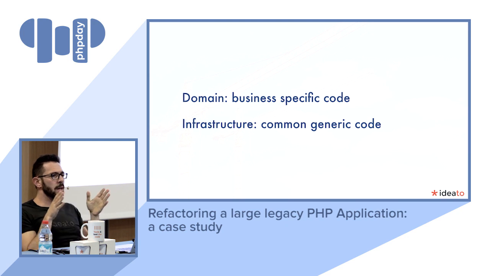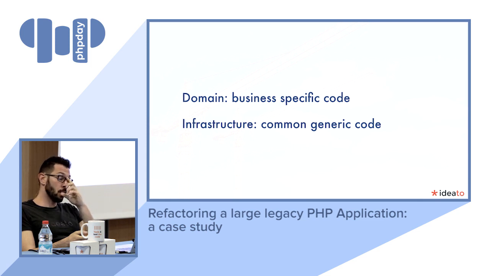We decided to divide the code into two main parts. The first one was the domain, which contains all the business-specific code. So all the models, all the use cases, whatever, all things related to the business model, to the business, should go in that directory.